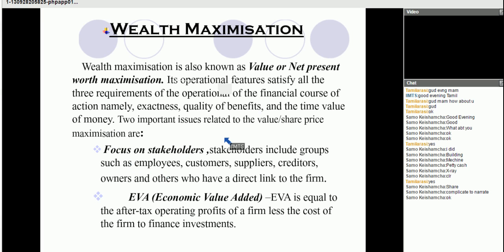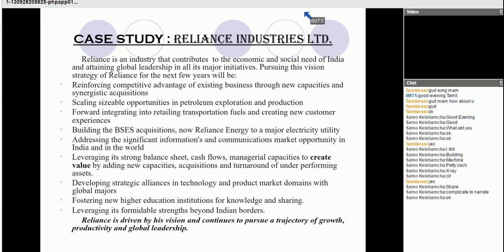So there are two issues. One is there should be focus on stakeholders. Stakeholders include the groups such as employees, customers, suppliers, and creditors, owners, and others who have a direct link to the firm. Then economic value added is equal to the after-tax operating profits of a firm less the cost of the firm to finance investments. When we deduct the tax from the profits of the firm and less the cost of the firm to finance investments. Means if we are taking a loan from the bank, we have to pay interest to the bank. So that interest is the cost of the finance. Okay. So that all should be deducted from the profits.